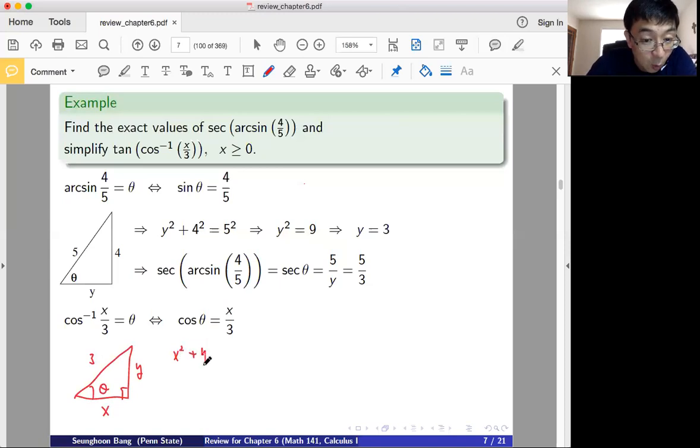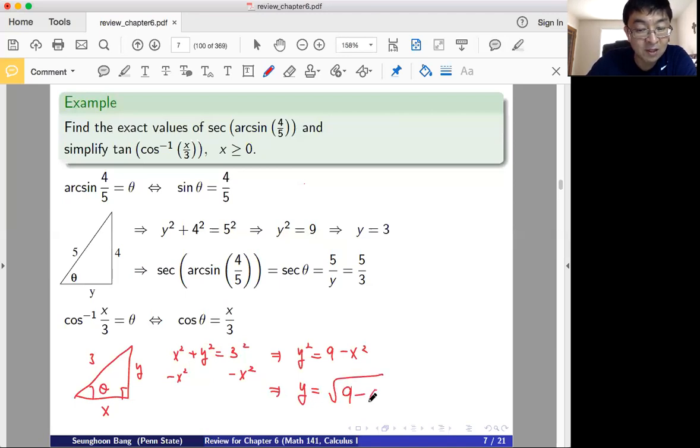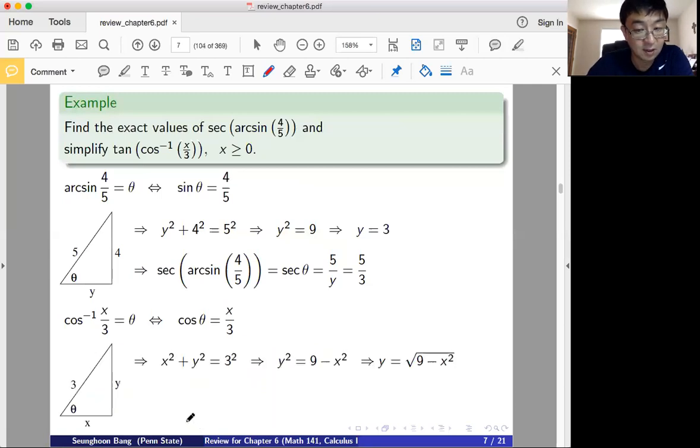x squared plus y squared equals 3 squared. Subtract x squared from both sides. We have y squared equals 3 squared, which is 9, minus x squared. Take the square root, so y equals plus or minus the square root of 9 minus x squared. The length is positive, so only choose the positive one. So this y is exactly the square root of 9 minus x squared. This is the idea. So we have it like this.